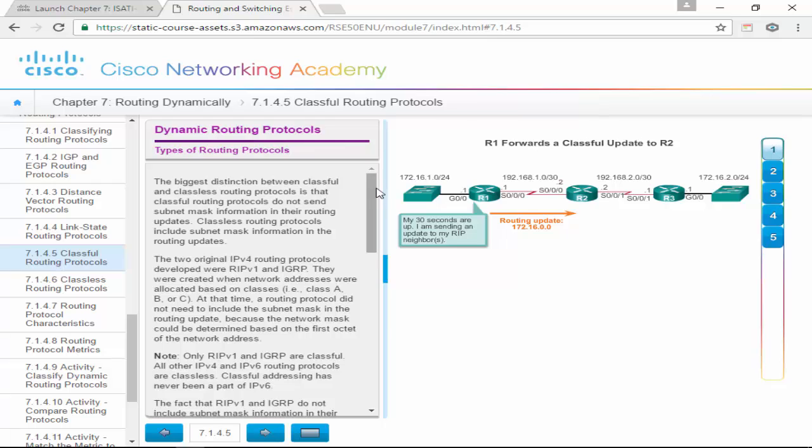Okay, so then we have classful routing protocols and classless. Classful routing protocols means that we only forward based on the classful definition. So on a class A, it'd be a /8. Class B, it'd be a /16. Class C, /24. So if you had any 192.168 address, it would always just advertise a /24.